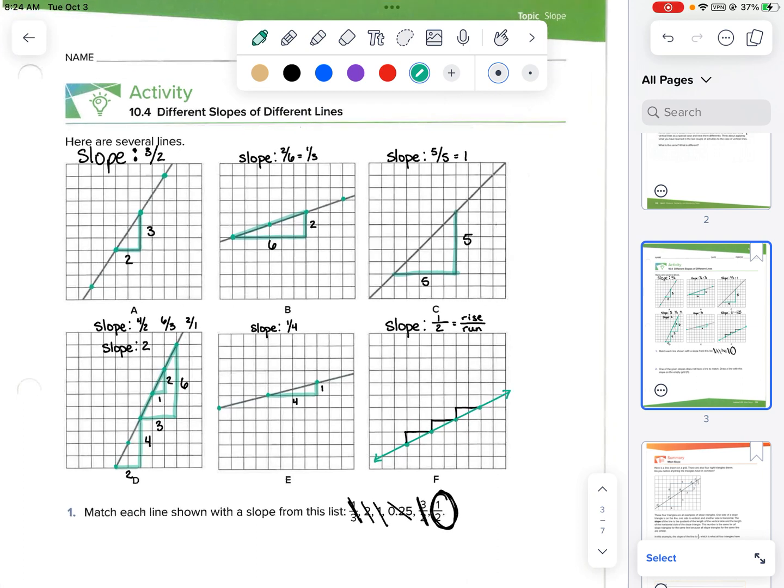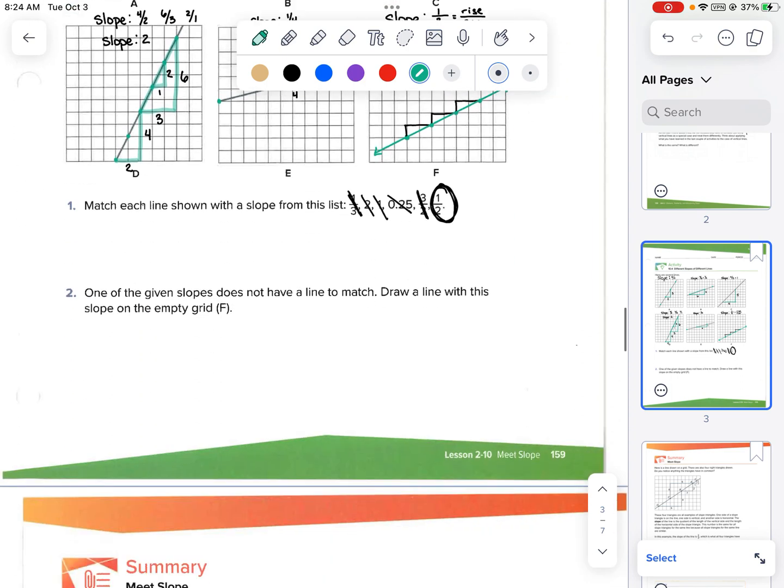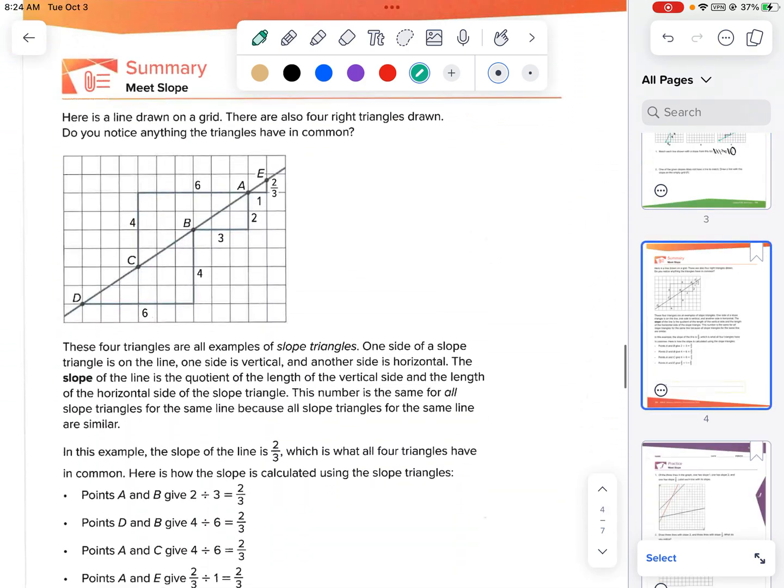When you're finished with this page and you're understanding what I'm saying, you can turn to the summary page on the next page. Here is a line drawn on a grid. This time there are 4 right triangles drawn. If we look at these triangles, they're all similar triangles. They're all examples of slope triangles where one side of the slope triangle is on the line, one side is vertical, and the other is horizontal.